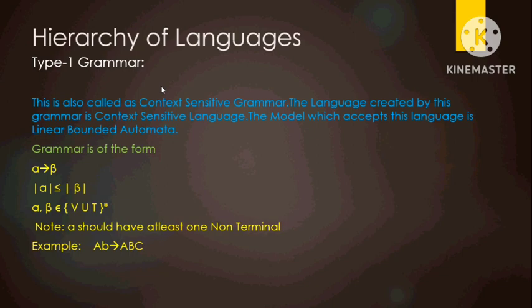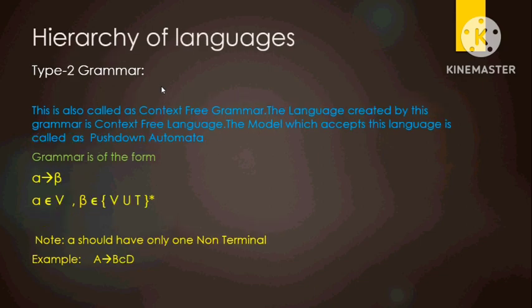Now I have given a grammar here, AB tends to ABC. You can see that the left side length is actually 2. You have only 2 parts on the left side. On the right side, you can see there are 3 parts, ABC. So the left side length is 2 and the right side length is 3. So left is less than right here. So obviously this is called type 1 grammar.